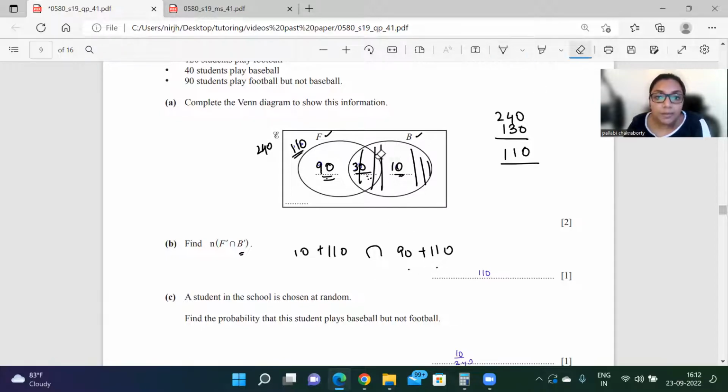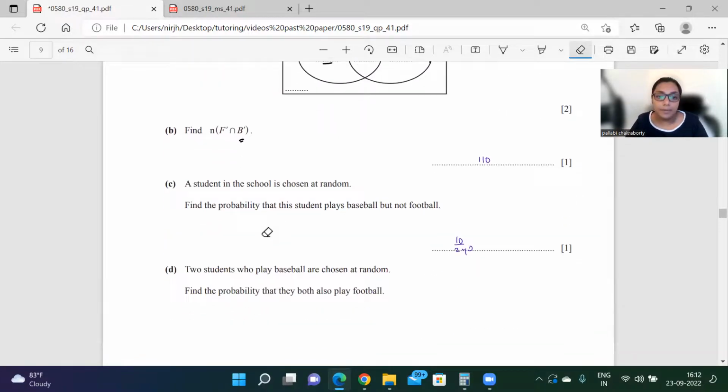Okay. Moving on. It says intersection. Intersection means what are the common number of students. So you see in both of these parts which we have written, 110 is common. So 110 is the answer for this part of the question. So your answer comes out to be 110 because it asks intersection, which means the common part.